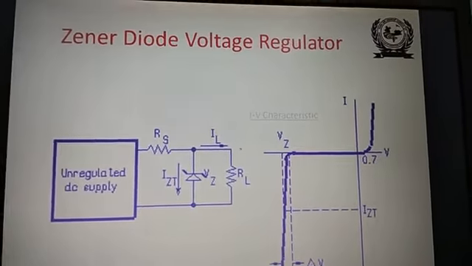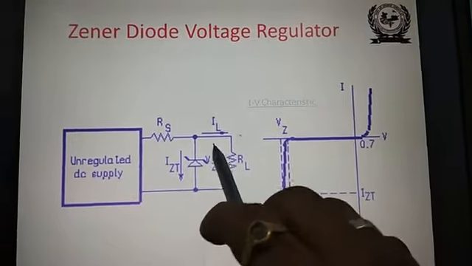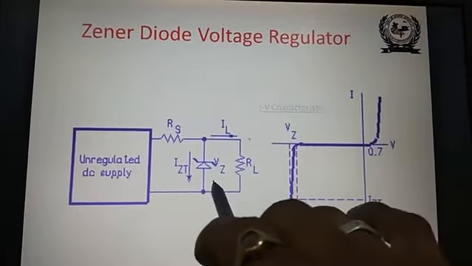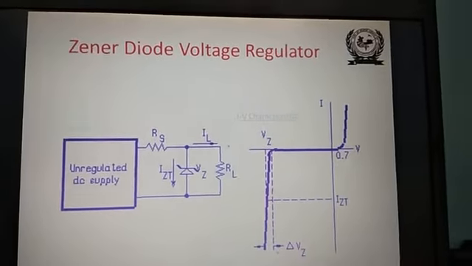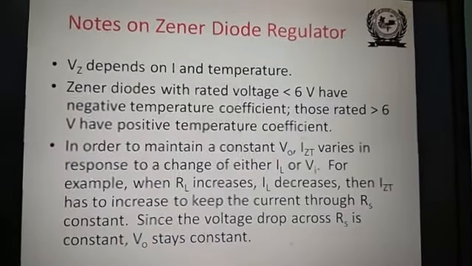across the RL. And hence, this is called a regulator. As IL changes, constant output Vz. As input changes, constant output Vz. So this is the characteristic of the regulator, and you will get the output. This is called the Zener voltage regulator.